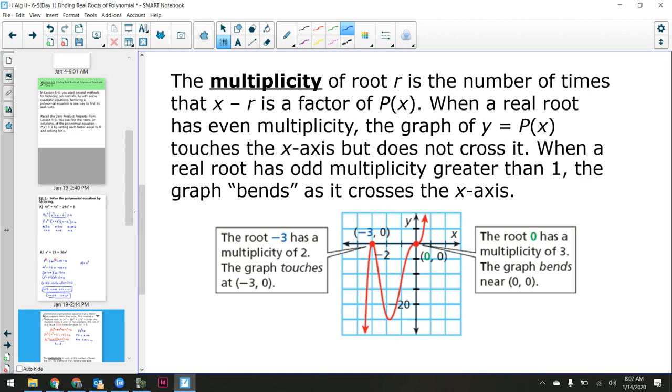So what does that mean? If there's an even multiplicity, the graph will bounce off the x-axis at that point. It will lie tangent to the x-axis at that point. So did you see how we had a double root at negative 3? Look what happens in the graph. It's bouncing off at negative 3. Now, that is for all even multiplicities.